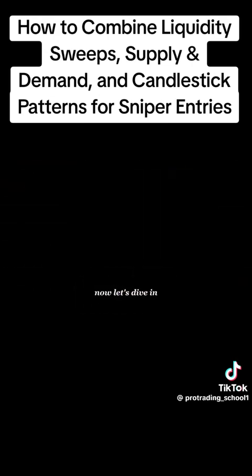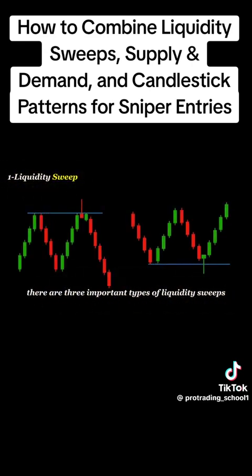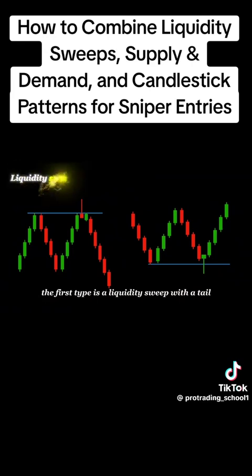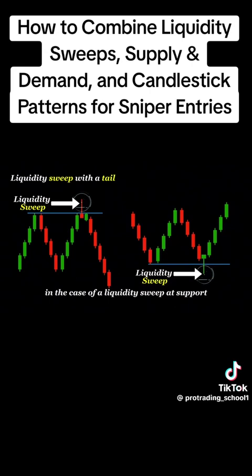Now, let's dive in. The first concept behind this strategy is the liquidity sweep. There are three important types of liquidity sweeps that occur in the market and that you should understand. The first type is a liquidity sweep with a tail. This occurs at a support or resistance level and is characterized by a long wick. In the case of a liquidity sweep at resistance, the market forms a long upper wick. In the case of a liquidity sweep at support, the market forms a long lower wick.